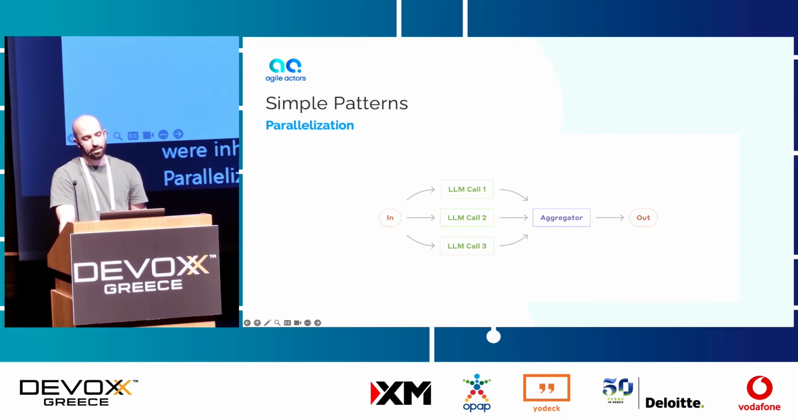Now, this is not apparent in the diagram, but there are two variations of this pattern. There's sectioning and voting. Sectioning basically breaks a large task into independent subtasks that can be processed in parallel. A nice example would be analyzing different sections of a document or evaluating a product, or even a report, from different perspectives. The results are then aggregated with the aggregator into a comprehensive response and served as an output.